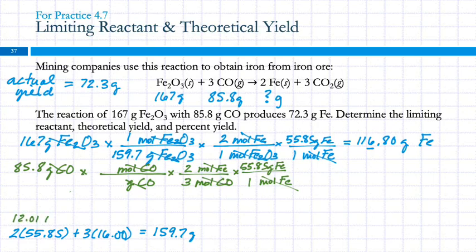Carbon is 12.01, oxygen is 16, I think that's 28.01. 1 mole is 28.01 grams. 85.8 divided by 28.01, times 2 divided by 3 times 55.85 equals 114.05 grams of iron.